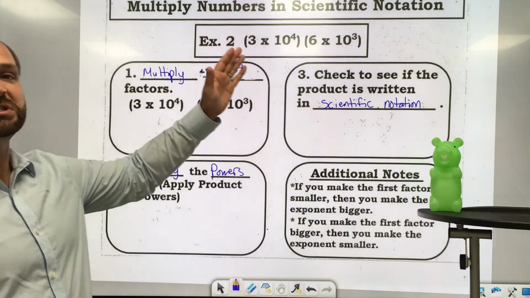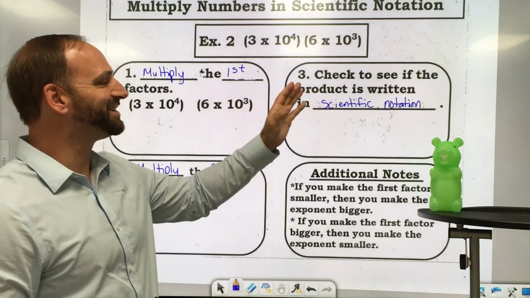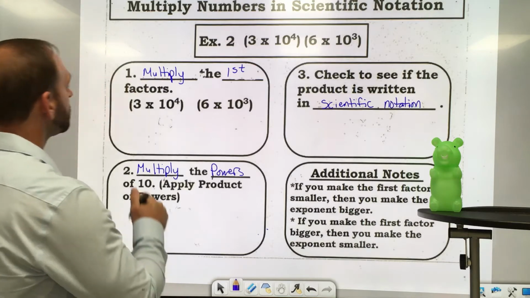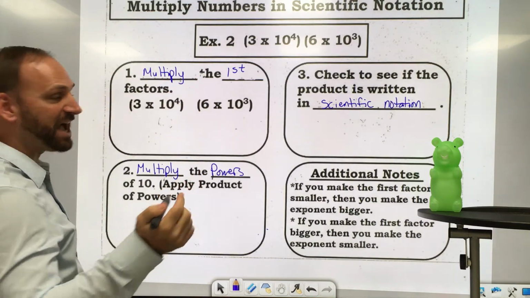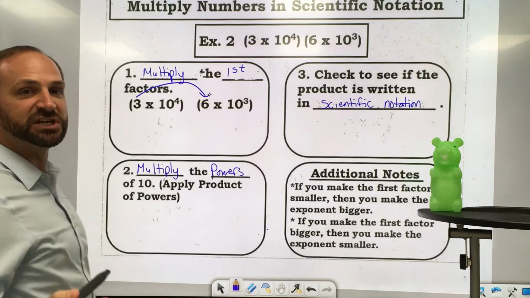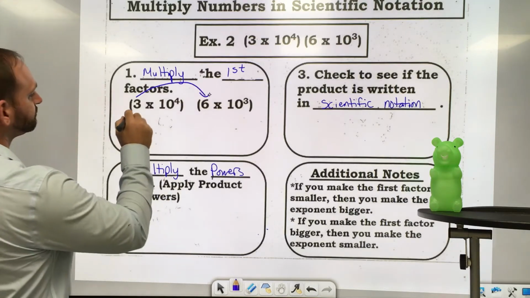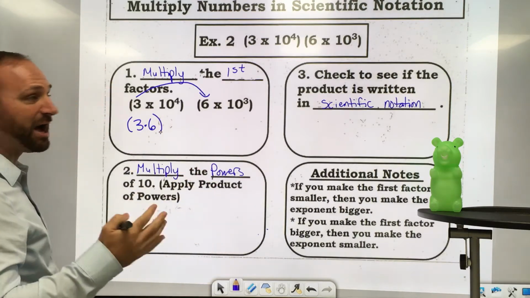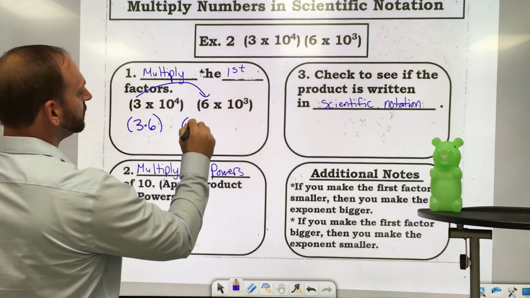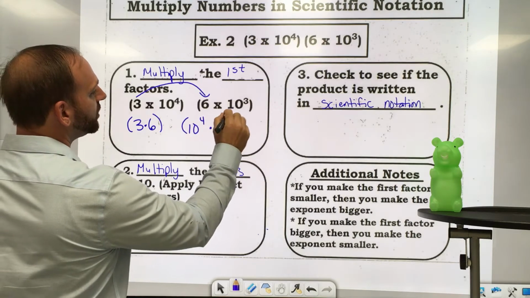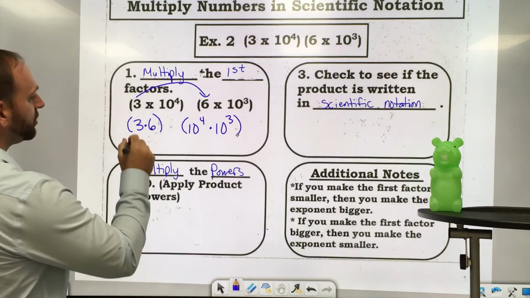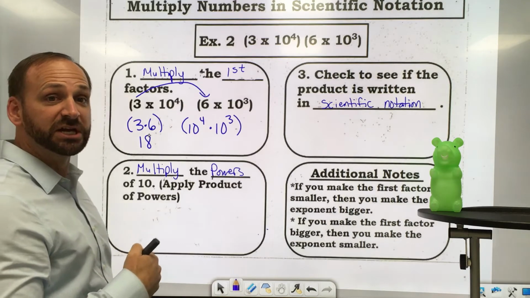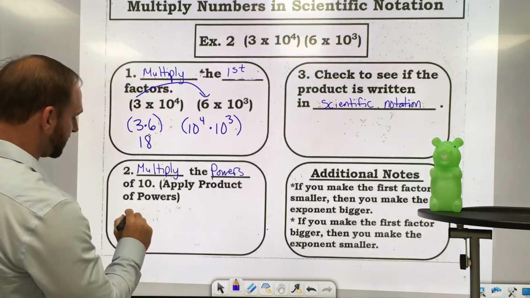So here we've got 3 times 10 to the fourth multiplied by 6 times 10 to the third. And this is going to give us a little bit different example. So again, I'm going to multiply the first factors. That would be 3 and 6, also called our coefficients. Next, I want to multiply our powers of 10. So I'm really going to group those terms together. And so we'll get 18 here, and then our product of powers tells us to keep the base and add the exponents.